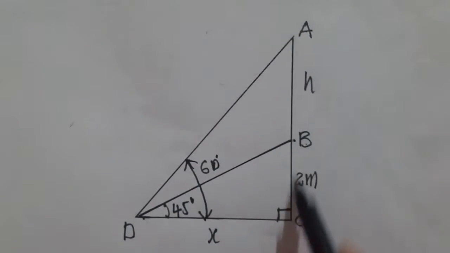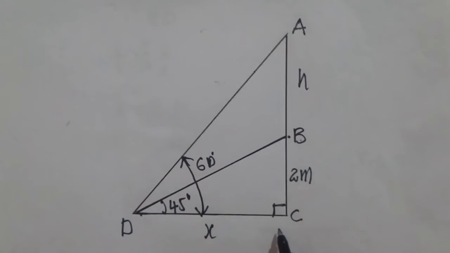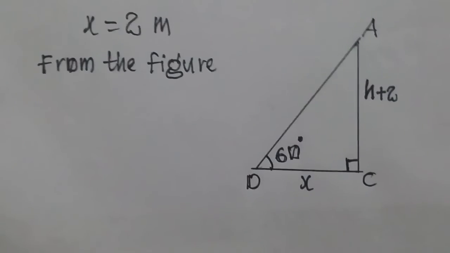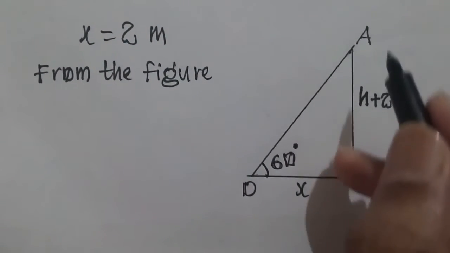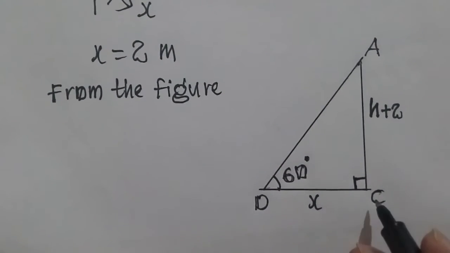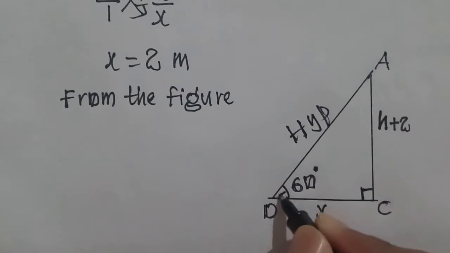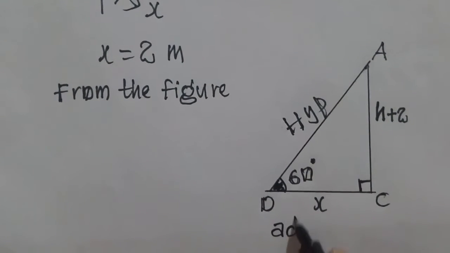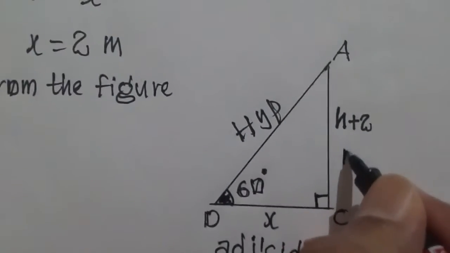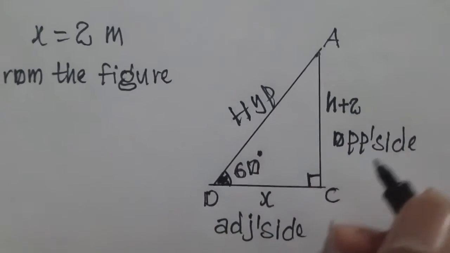Now by taking triangle ACD, AC is equal to h plus 2, where CD is equal to x, and the angle of elevation is 60 degrees. See, here I am drawing separately. Triangle ACD is a right angle triangle, right angle at C, where AC is equal to h plus 2 and CD is equal to x. The longest side is called the hypotenuse, the side next to the angle is called the adjacent side, and the other side is the opposite side.